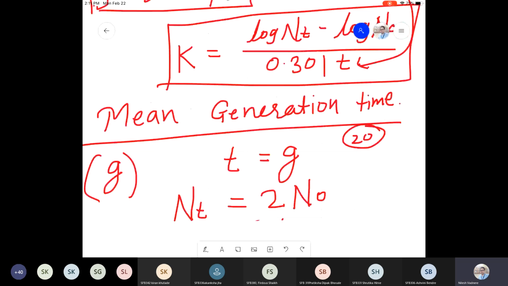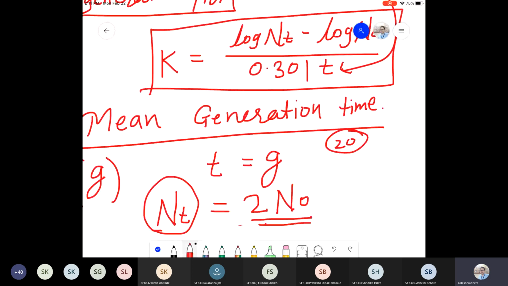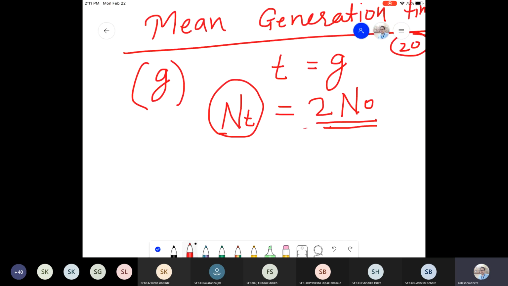This k is equal to log of nt minus log of n0 divided by 0.301 into t. अभी इसमें हमें ये nt का वैल्यू सब्स्टिट्यूट करना है. nt, this value we have to substitute into this equation. तो यहाँ पर nt का वैल्यू कितना है? 2 into n0. ओके, तो सिर्फ हम वो वैल्यू सब्स्टिट्यूट करेंगे.